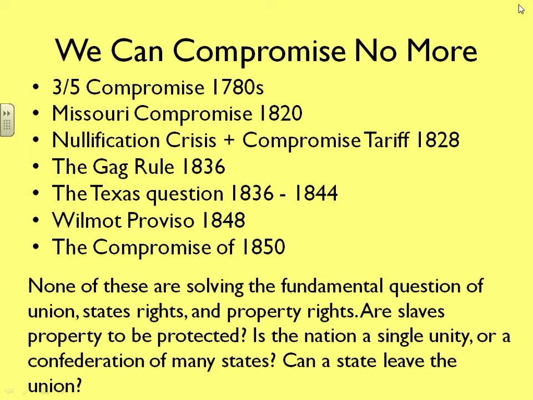Are slaves property to be protected? Is the nation a single unity, or is it a confederation of states? Can a state leave the Union? These questions are not being answered by these compromises. And we'll see with California, we're going to get our last and final compromise, the Compromise of 1850.